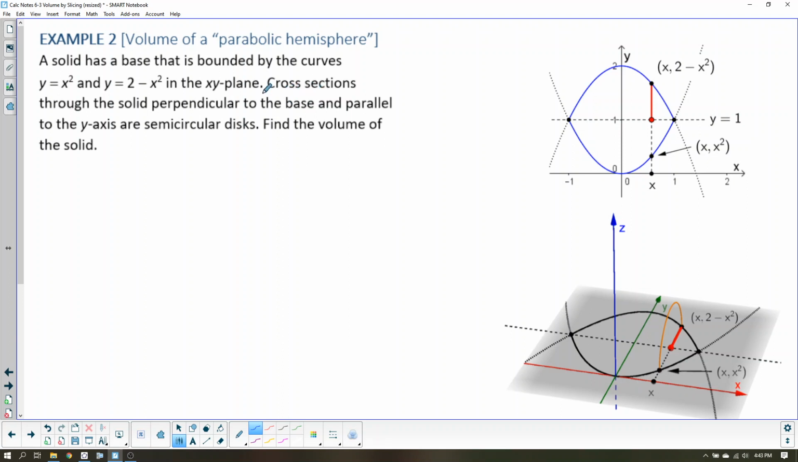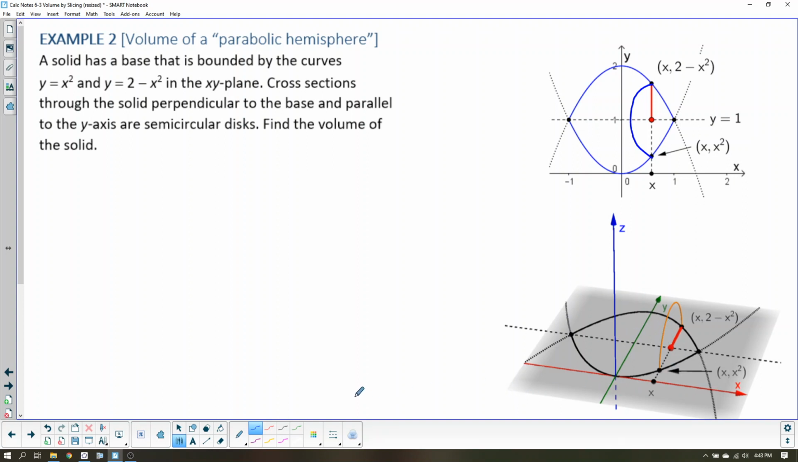All right, so then it says cross-sections through the solid perpendicular to the base and parallel to the y-axis are semicircular discs. So again, down here we've got our cross-sections coming out of this would be semicircles. Perpendicular to the region that you see here would come out as semicircles. And you see that down here. So we're supposed to find the volume of that solid that's created.